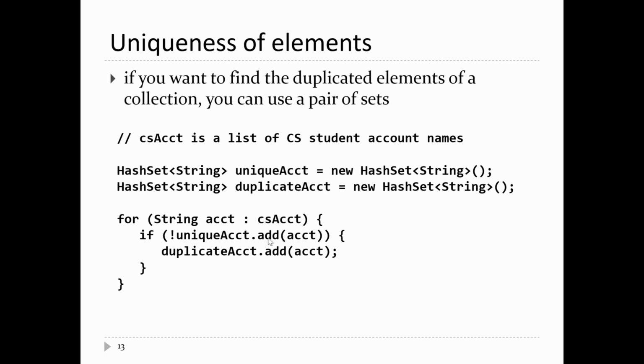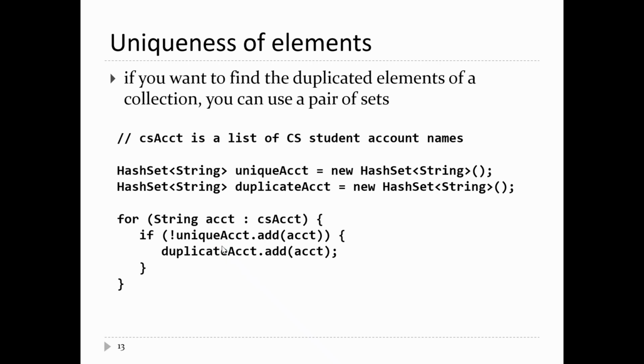I call add on the set of unique account names. The add method returns true if the element is added to the set, and it returns false if the element is not added. It won't add an element to the set if there is already an element in the set equal to the one you're trying to add. So if not, add that account name to the unique accounts.